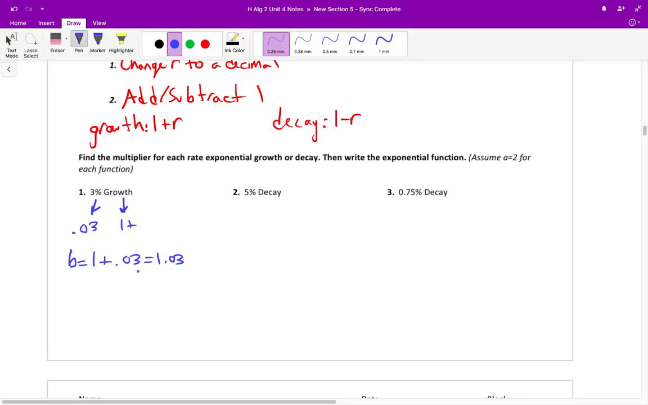There is your multiplier. Now, notice it also wanted you to write an exponential function, and it says that we're going to assume that our a value is 2 for each of these. So when you write your function, you would just say f of x is equal to a, which is 2, multiplied by b, which we just found was 1.03, to the power of x.